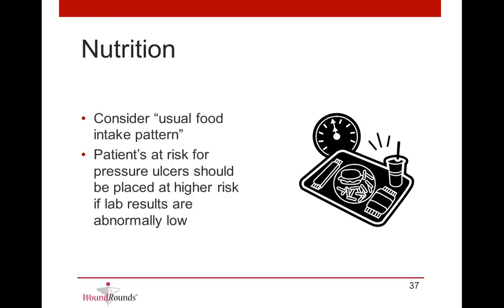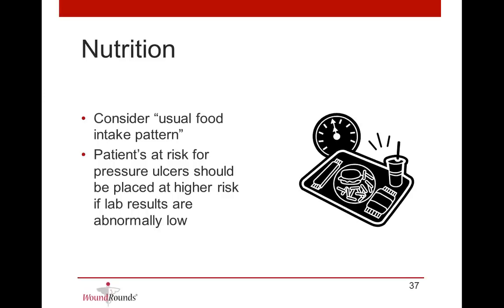The next subscale to be addressed is that of nutrition. Here we take into consideration what the usual food intake pattern is of the specific patient or resident. Noting that also patients that are at risk for pressure ulcers should be placed at a higher risk if their labs are abnormally low. So some examples to consider. A patient that might be NPO after midnight should not be given a low nutrition score if his or her usual food intake is adequate.